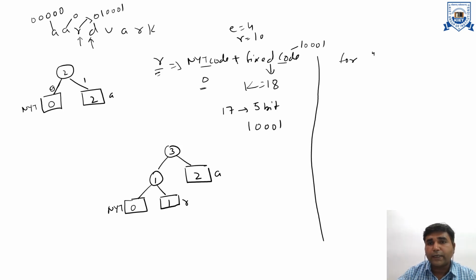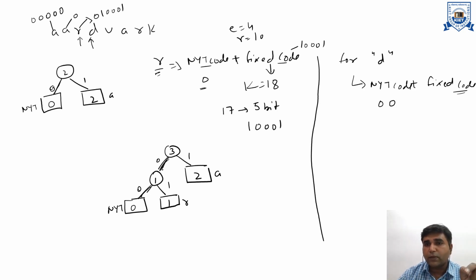Now for letter D, again we have to find the NYT code plus fixed code. The NYT code is obtained by traversing from root to NYT node. If you traverse from root to NYT node, 0 then again 0, so the NYT code will be 00. Now come to the fixed code. For the fixed code the value of k equals 4. It means the first condition is satisfied. It means we have to encode 3 in 5 bits.